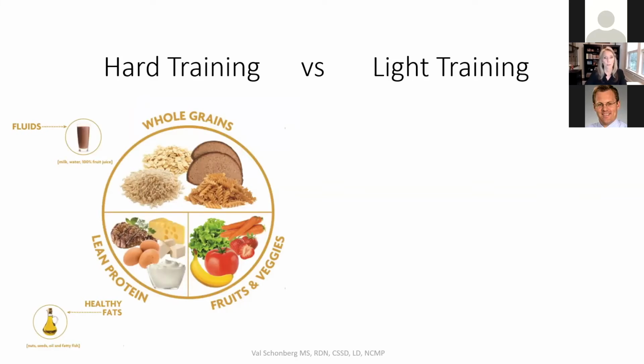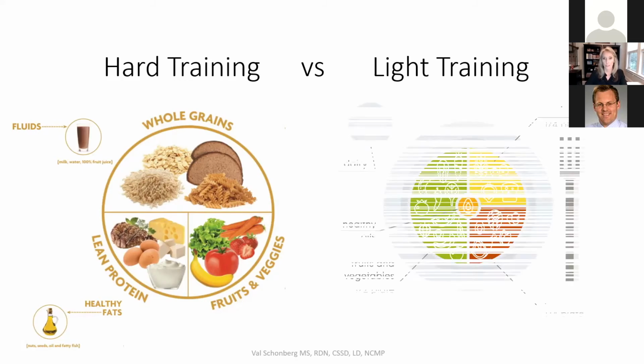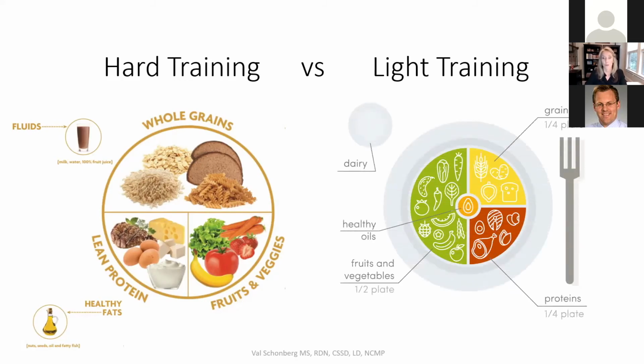So in that case, if there's something in the neighborhood of some hard training, well, what would we do? This is just a picture that illustrates how half of your plate might be those whole grains, those energy producing nutrients or foods such as oatmeal, bread, pasta, rice. And then a quarter of your plate might be different sources of protein, and a quarter of the plate, some of those fruits and veggies. If you're in a season where you're doing more light training, then in contrast, you might have half of your plate or more of the fruits and vegetables, a quarter of your plate grains, and a quarter of the plate some protein.